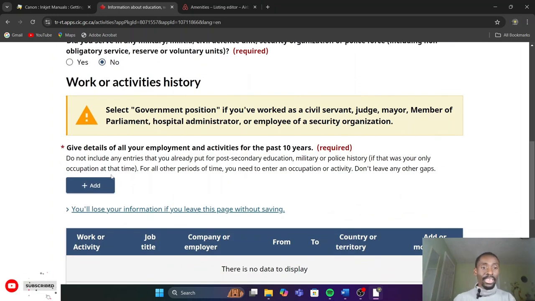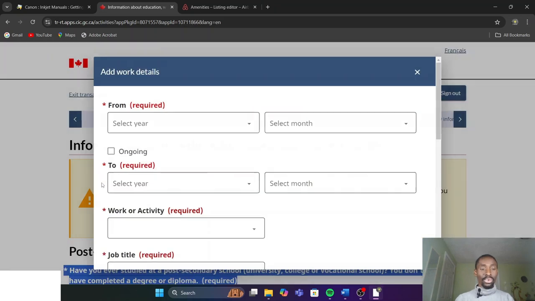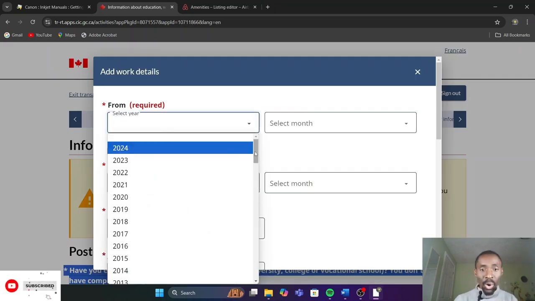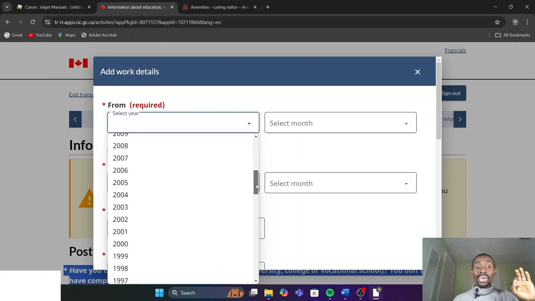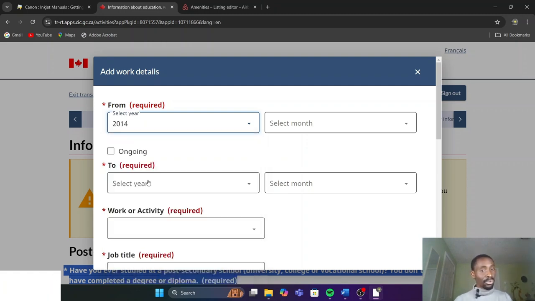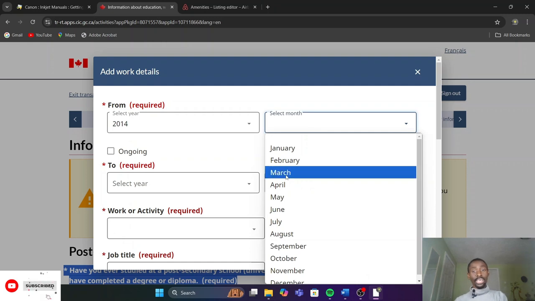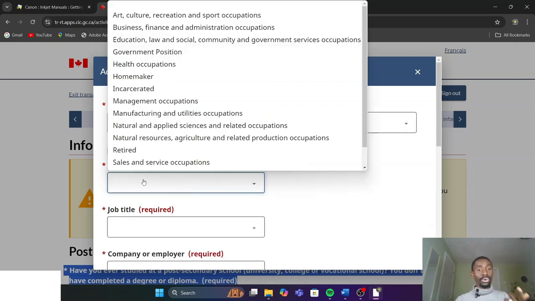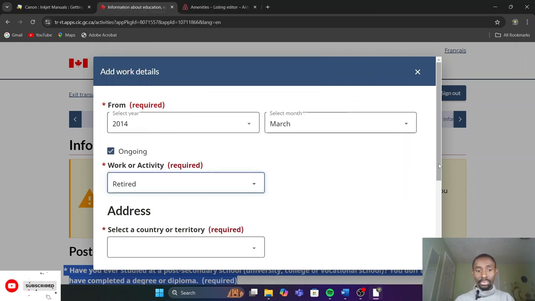So now the next thing is give details of work experience or activities. In this case, our mother is old. All you need, just put, as our advice strategy, retired. You don't want to be bringing any document. Since when did they retire? Let's say because they were born in 1960, let's say they retired in 2014 March. Ongoing, they're still retired now. So let's just put retired.